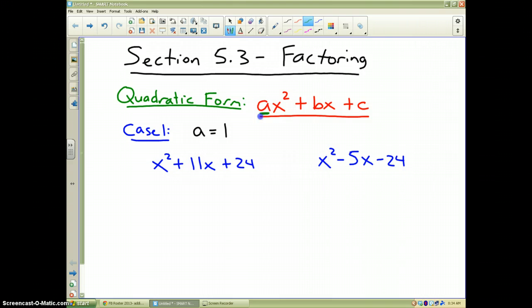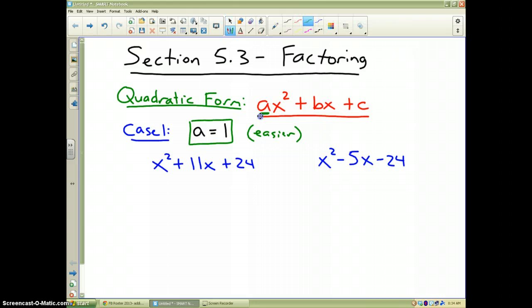The first case, which is actually the easier situation in factoring, is when the a value is equal to 1. I put two examples up here written in blue. First one, x squared plus 11x plus 24, and the second one, x squared minus 5x minus 24. And I'm going to factor them both for you, and I'm going to share some of my tips with you on how to do that.